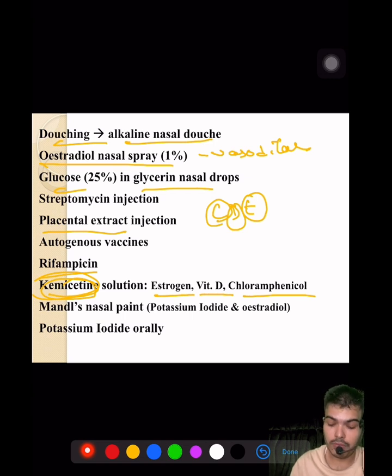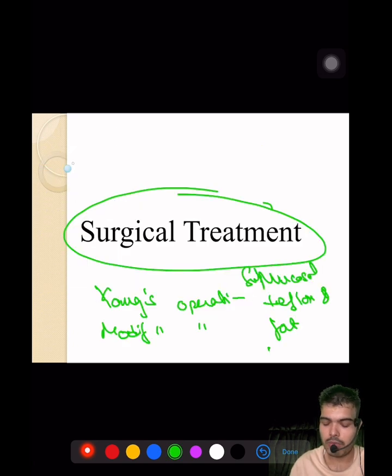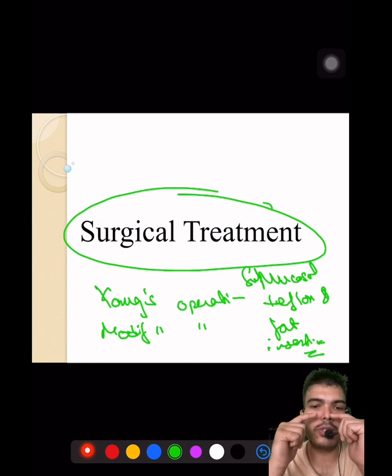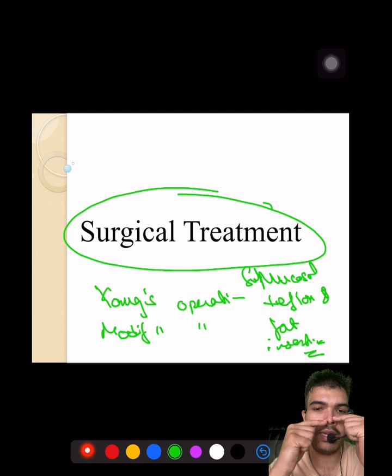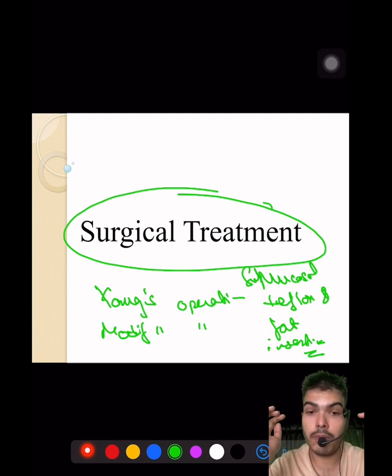Surgical treatment: you can go for either Young's operation, modified Young's operation, Lautenschlager's operation, or submucosal Teflon and fat insertion. What you need to remember is that Young's operation is basically you lift off the periosteum all over, and then you close the nasal cavity. You close the bilateral nasal cavity in the case of Young's operation.